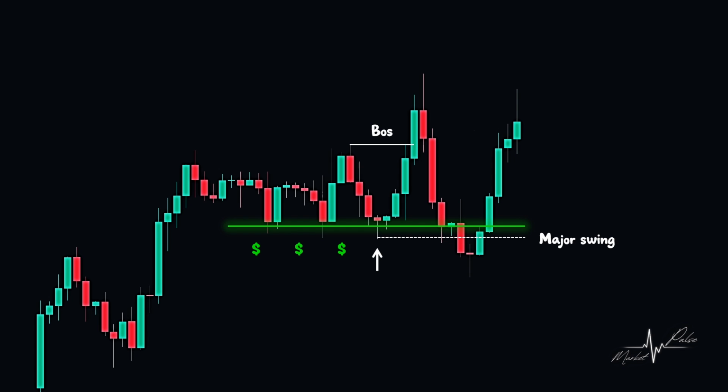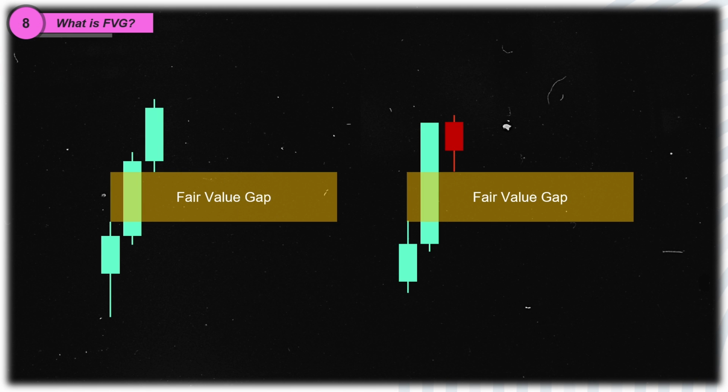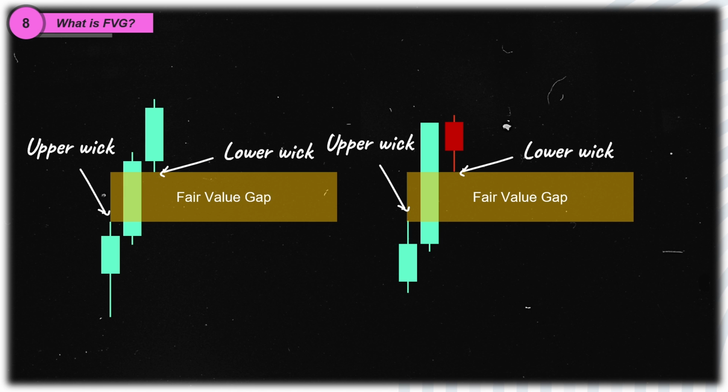There is actually another concept that can violate the change of character, which is the mitigation of fair value gaps. Now we all know that a fair value gap refers to the space between the wicks of 3 consecutive candles on a price chart. Regardless of the candle's color, when the upper wick of the first candle does not overlap with the lower wick of the third candle, we mark this area as the fair value gap, FVG. If you are a smart money trader, identifying the fair value gap should be one of the first things you do when you open the trading chart.